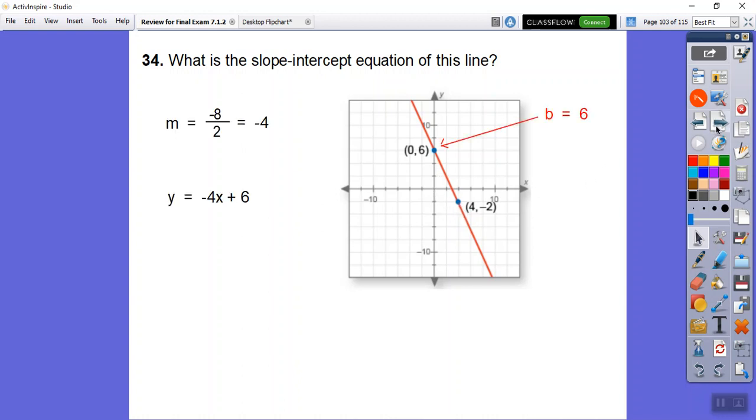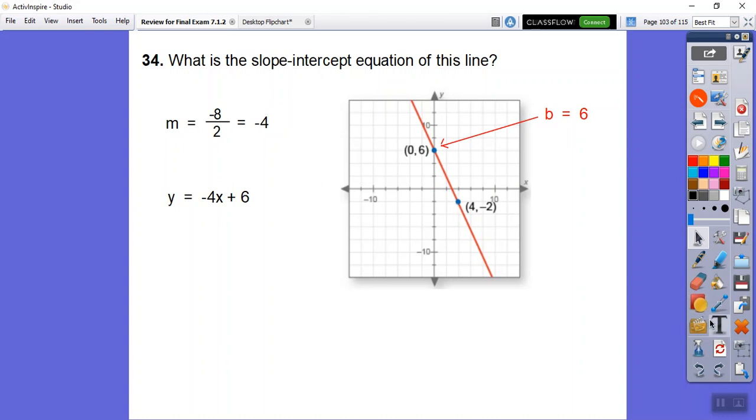Negative 4 over 2 is negative, it goes down 8. Sorry about that. That's up there at 6. I wasn't looking at my scale. This is 10, so this is 6. So it goes down 8 over 4.